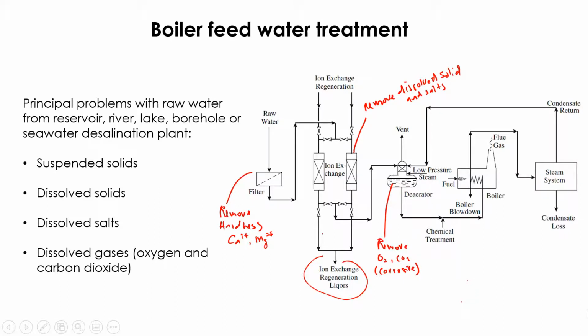The next step is chemical dosing. The chemical dosing is used to further refine the water. Some of the chemicals that can be used include an oxygen scavenger. It can also be phosphate, which is added to react with some of the residual calcium and magnesium. The chemical can also be a chelating agent, a chelant.